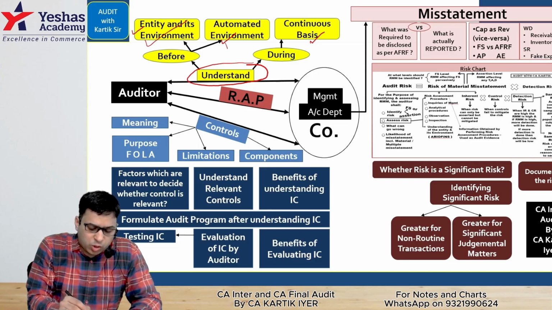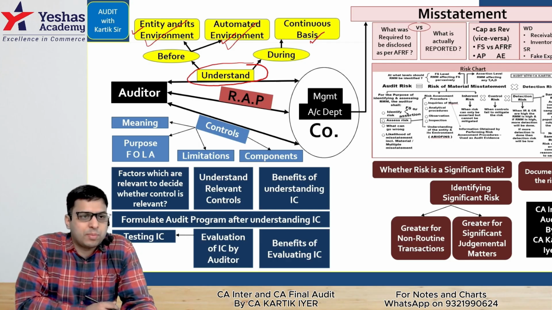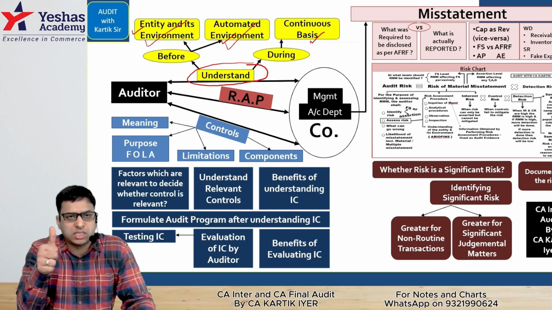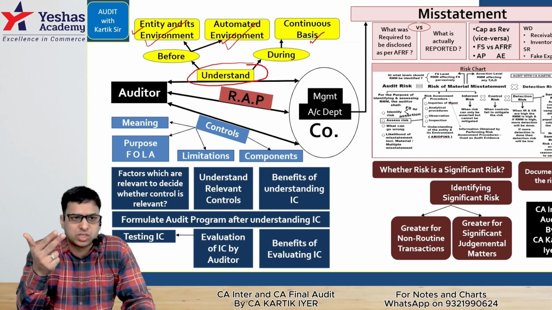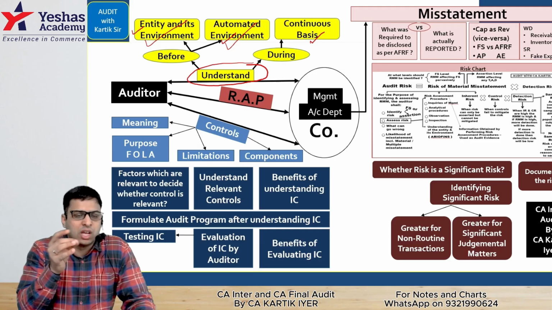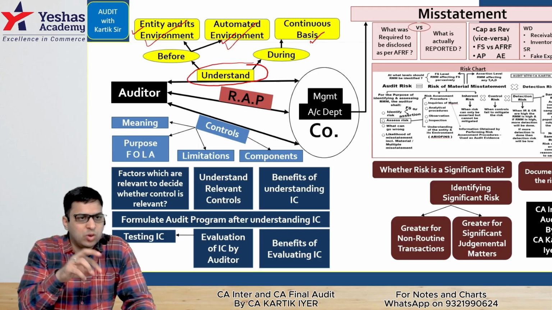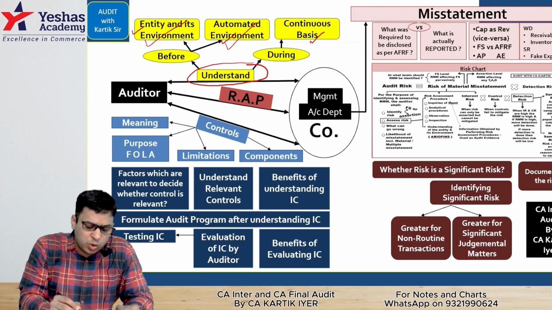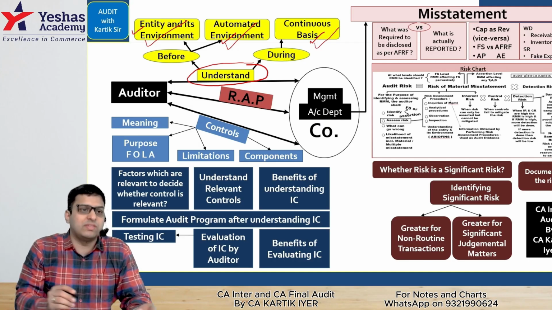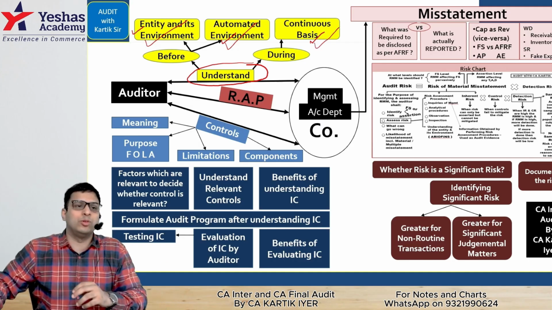Next, how do you understand the automated environment? We had done something called as 3 plus 3 plus 3. Information system purpose, version, location, architecture, interface, in-house versus packaged, outsourced, key person, CIO, CISO. Next, we did how do you understand the entity on a continuous basis? We had done our own rat and bull story.